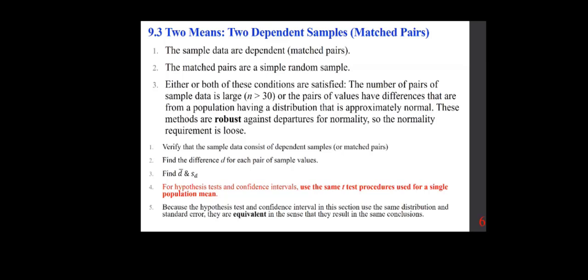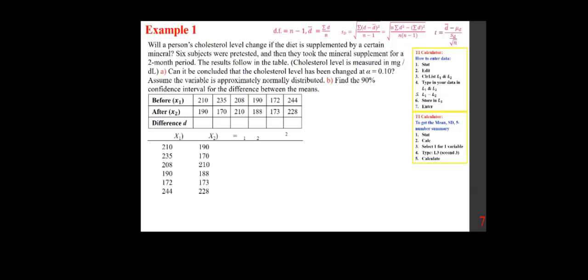Okay, and so I hope it's straightforward as to what we are doing. Let's look at a simple example to get us started. Cholesterol level change if the diet is supplemented by a certain mineral. 6 subjects were pre-tested, and then they took the mineral supplement for a 2-month period. The results follow in the table. A, can it be concluded that the cholesterol level has been changed at alpha equals 0.10? Assume the variable is approximately normally distributed. And B, find the 90% confidence interval for the difference between the means.